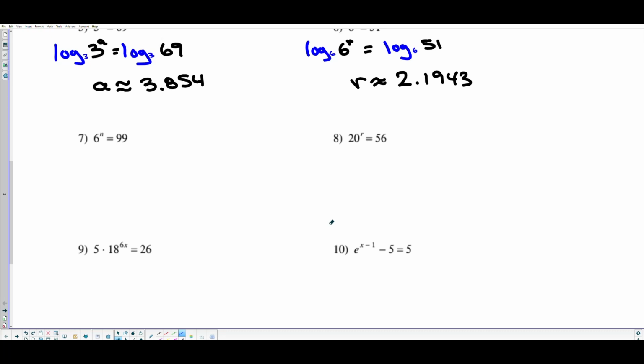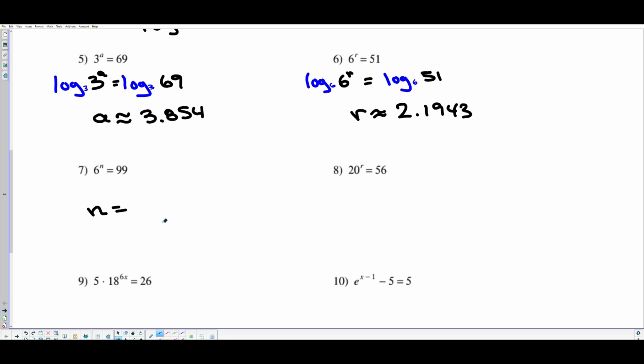Okay, so I'm going to skip 7 and 8 because those are pretty similar. I will give you the answer though. So that one, your n is going to equal, and I don't know the answer off the top of my head, but I will do this for you. That's going to end up being 2.5645.